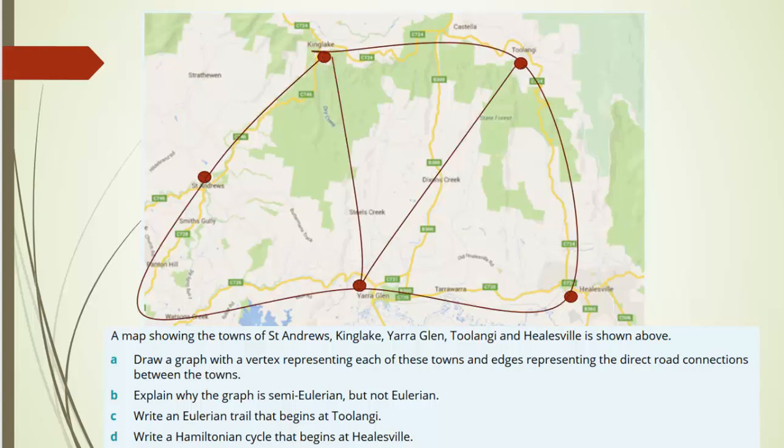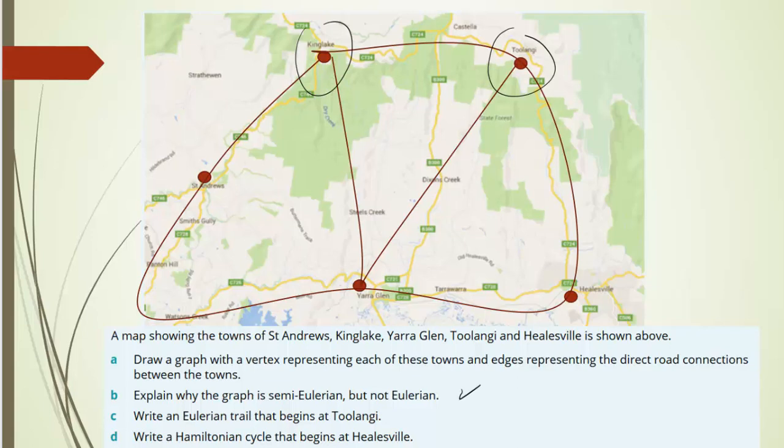My next slide is pretty similar, I did that before. Alright, so we've done part A, draw a graph with a vertex representing each of these towns and edges representing the direct road connections. Explain why the graph is semi-Eulerian, but not Eulerian. Well, can you remember that a semi-Eulerian graph has 2 odd nodes, which are Kinglake and Toolangi, the others are even. So that's that done.